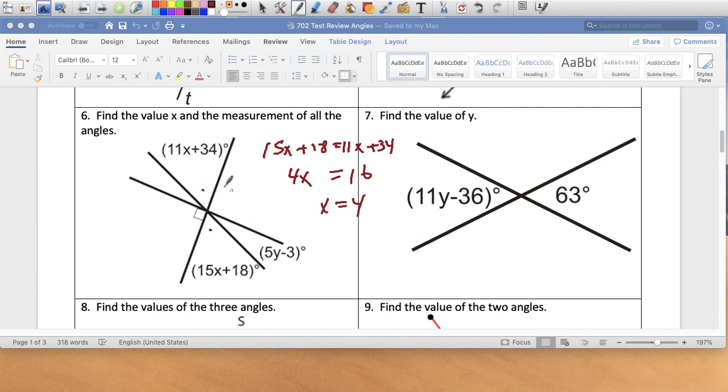So I'm going to put it over here. 11 times 4 plus 34. 11 times 4 is 44 plus 34, that looks like 78. This is 78, right? And he says all the angles. So if that's 78, that's 78. If this is 90, right, this whole thing here is 180.